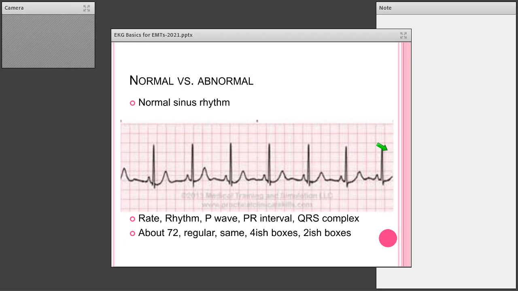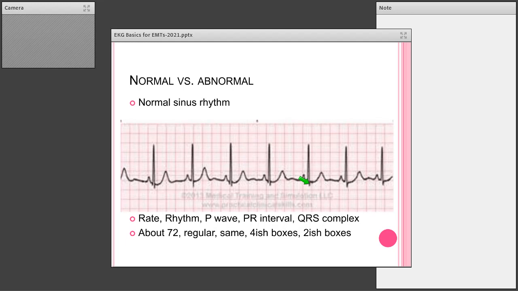Next, we're going to look at each P wave. It looks like every QRS complex, that's the big up-down, has a P wave right in front of it. Each of these P waves looks to be the same, or we might say they have the same morphology. They look the same, so they're all upright.